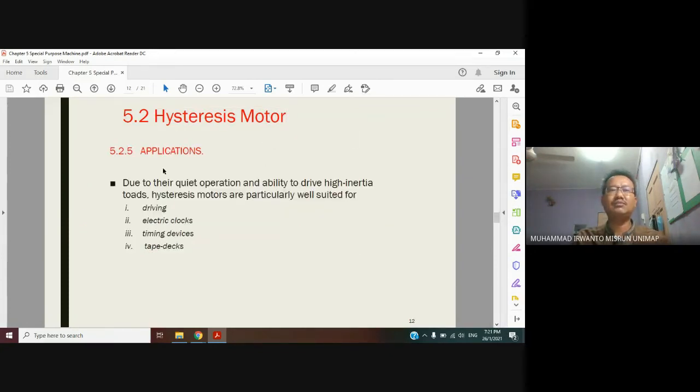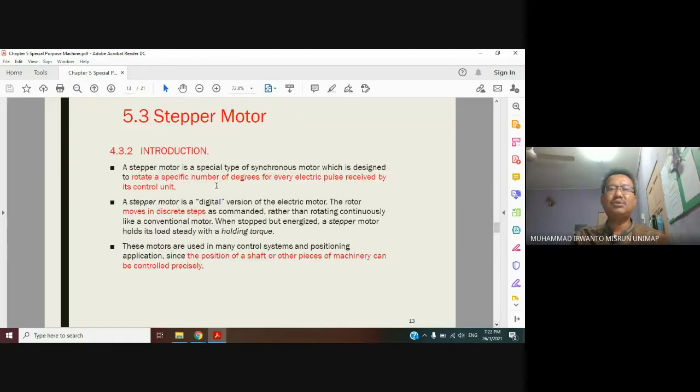Now, the hysteresis motor can be applied for driving electric clocks, timing devices, and tape decks. So for the electrical clock here, we decide to use the hysteresis motor. Okay, and then the stepper motor.